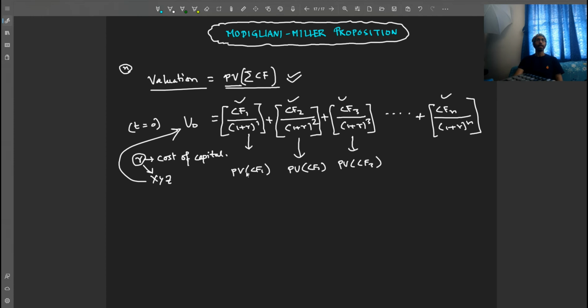Now, Modigliani and Miller were concerned with how the capital structure impacts the cost of capital and the valuation. So Miller and Modigliani wanted to understand how a capital structure impacts the valuation and the cost of capital, and they derived certain very, very interesting propositions. We will discuss that.